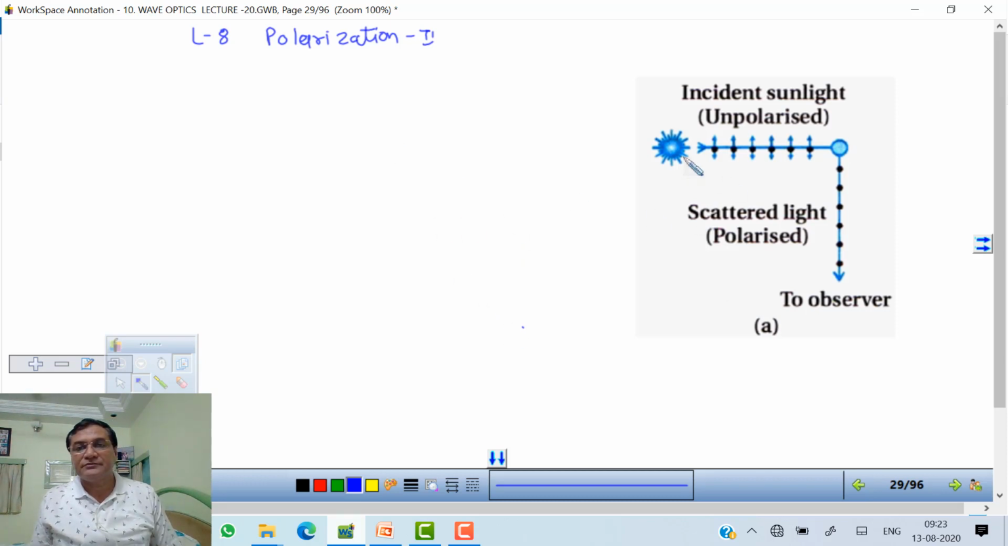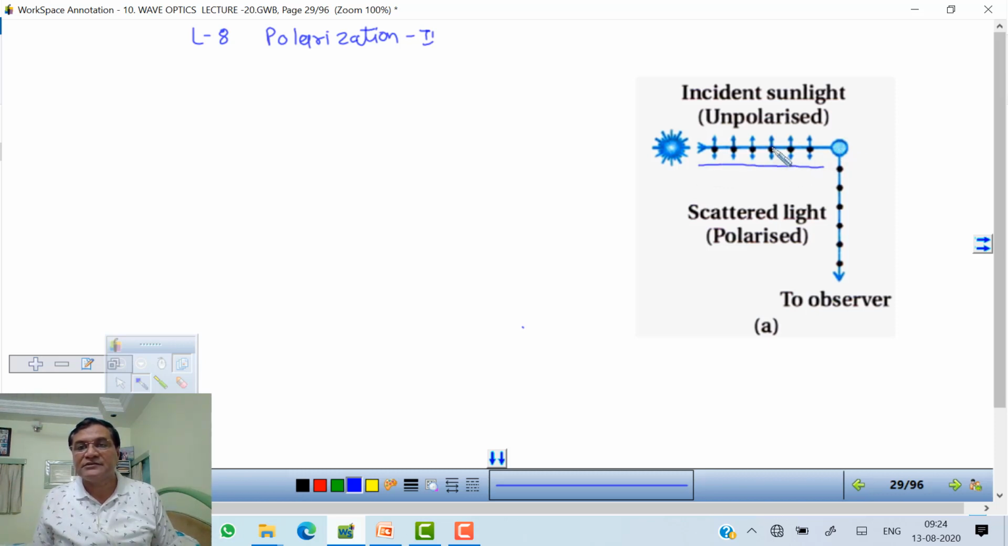In today's lecture, we discuss polarization by the atmosphere. So this is our sun. The sun emits unpolarized light. You can see that these are the vectors parallel to the plane, and the dot shows perpendicular to the plane. So up to here it is unpolarized light.